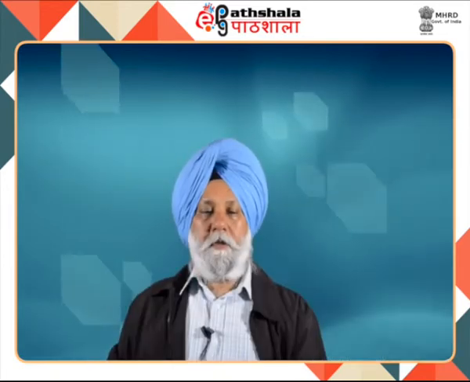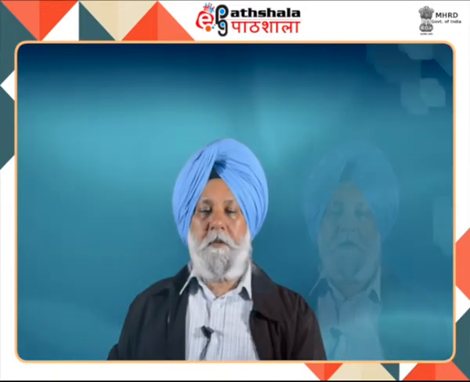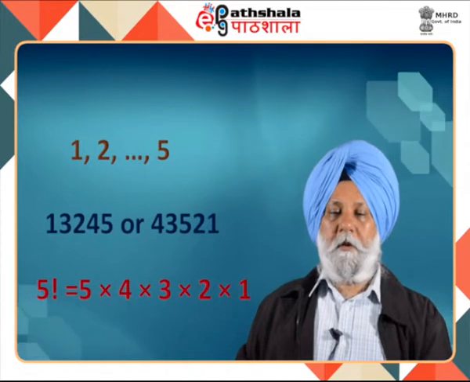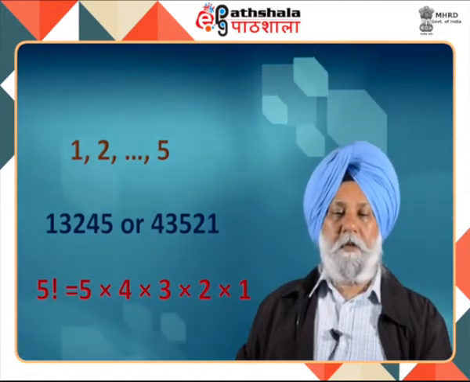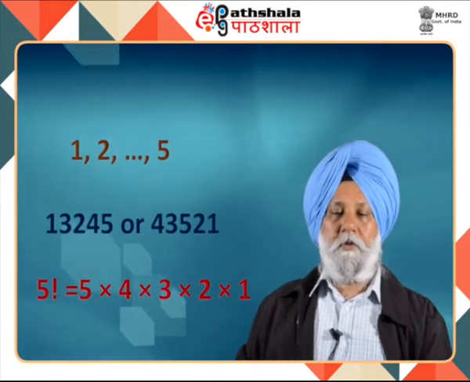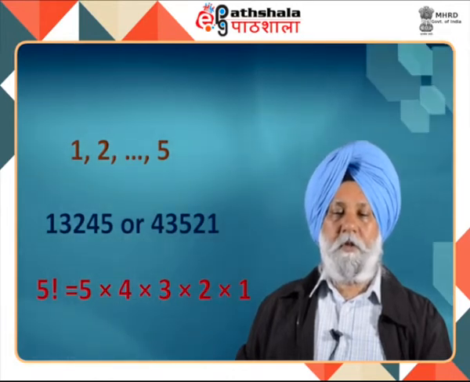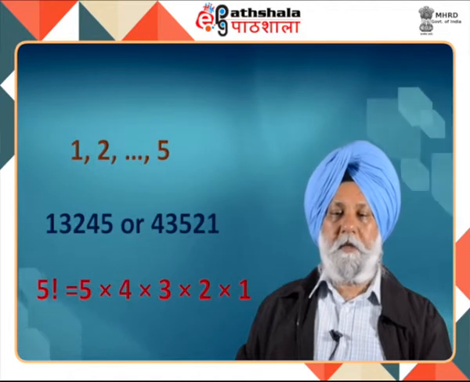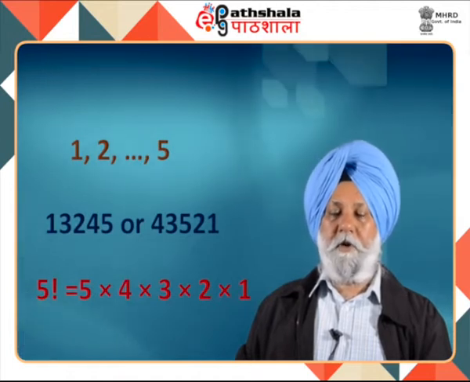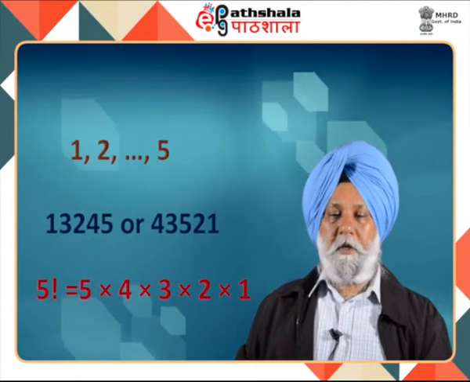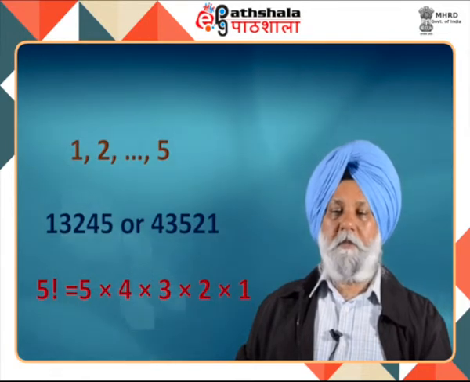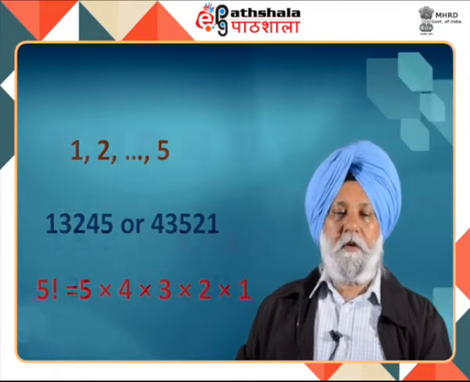In how many ways can the numbers 1, 2 up to 5 be arranged so as to make a 5 digit number like 1, 3, 2, 4, 5 or 4, 3, 5, 2, 1, etc. The answer would be 5 factorial. 5 multiplied by 4, multiplied by 3, multiplied by 2, multiplied by 1.